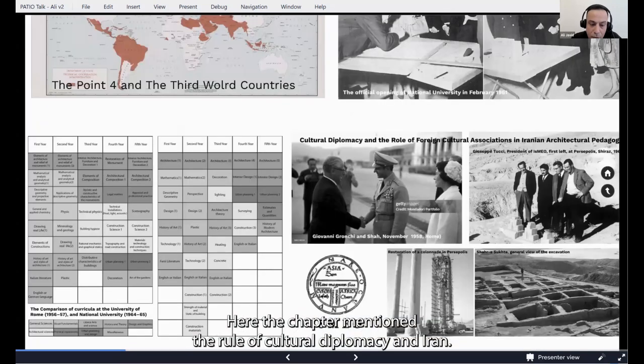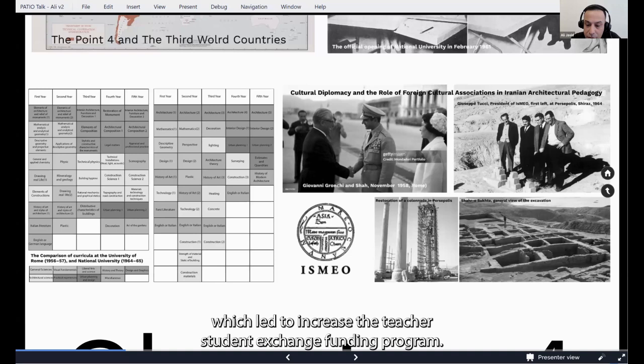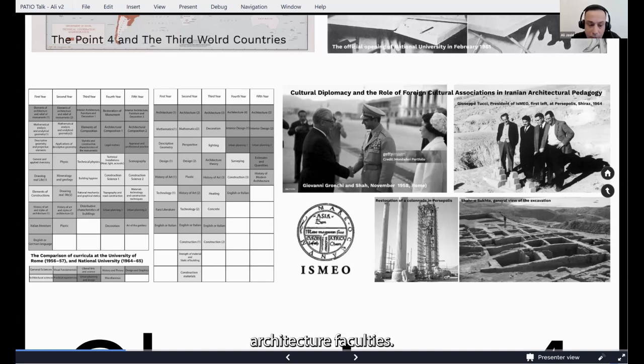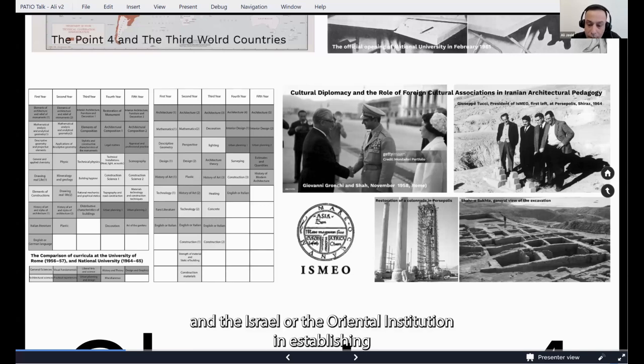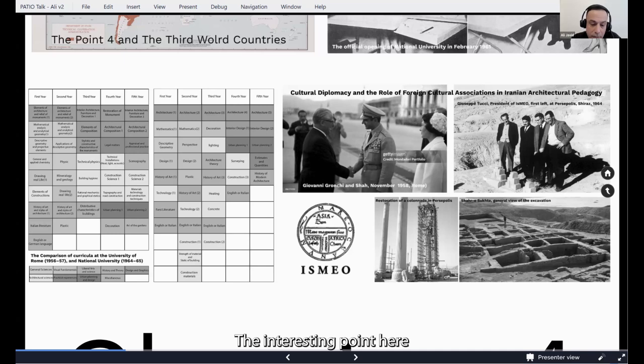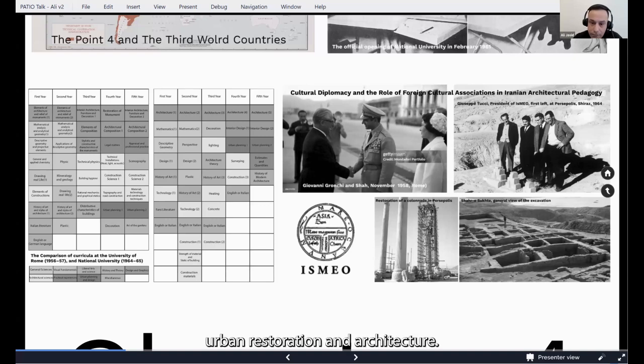Here, the chapter mentions the role of cultural diplomacy and the Iran-Italy cultural agreement, which led to increased teacher-student exchange, funding programs, and architectural pedagogy transfer between Italian and Iranian architecture faculties. This chapter also highlights the key role of the Iran-Italy Cultural Association and the IsMEO, or Oriental Institution, in establishing the architectural practice and education exchange. The interesting point here, in this exchange, is the connection between archaeology, heritage, urban restoration, and architecture.